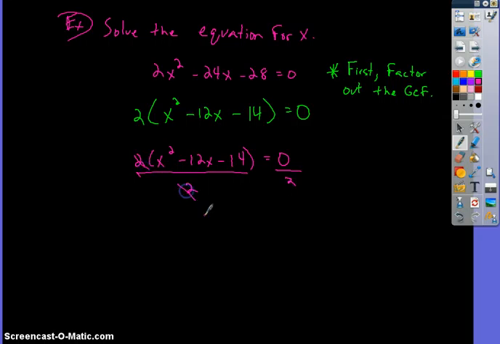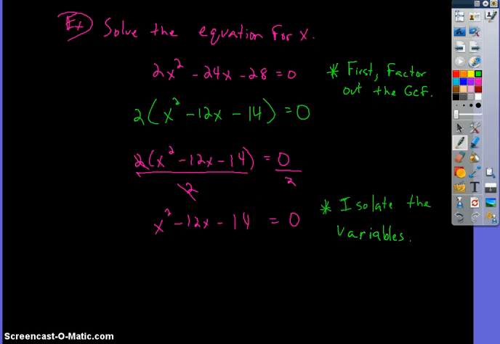So these 2's go away. 0 divided by 2 is 0. So you only have x squared, subtract 12x, subtract 14. And then you'll see if you can factor that. You might notice you can't actually factor this. It's not factorable at all. So if that's the case, you want to try to see if you can use completing the square.